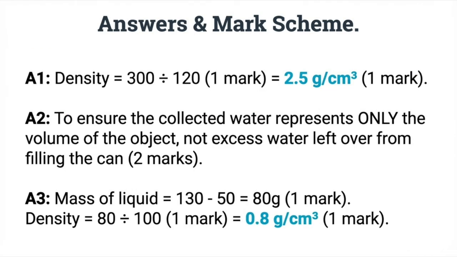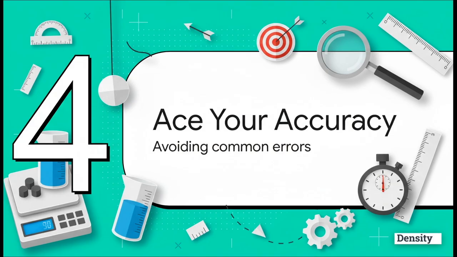The calculation itself. We just need to plug our numbers into the formula we talked about. Density equals mass divided by volume. Don't forget your units. It's grams per cubic centimeter. To really hit those top marks, you've got to show the examiner that you've thought about how accurate your results are and what you did to avoid making errors.